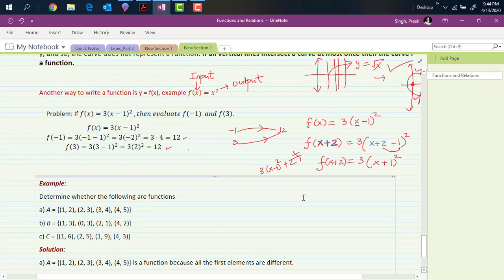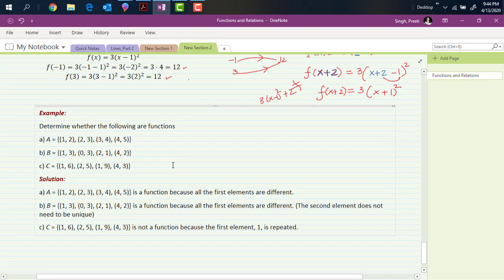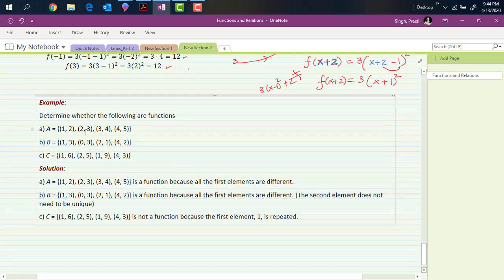Okay, so the next example right here is determine whether the following are functions. I copied it from a website, I believe. Hopefully, they are all correct. The first one is given in the ordered pair form, it means 1 is mapped to 2, then 2 is mapped to 3, then 3 is mapped to 4, and 4 is mapped to 5. Yes, it is a function.